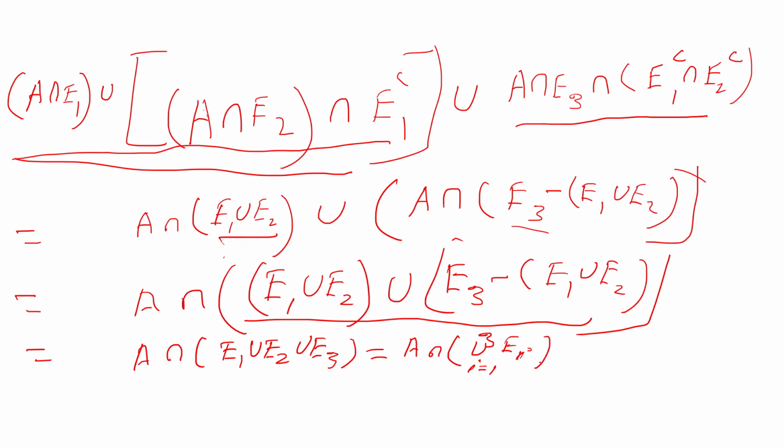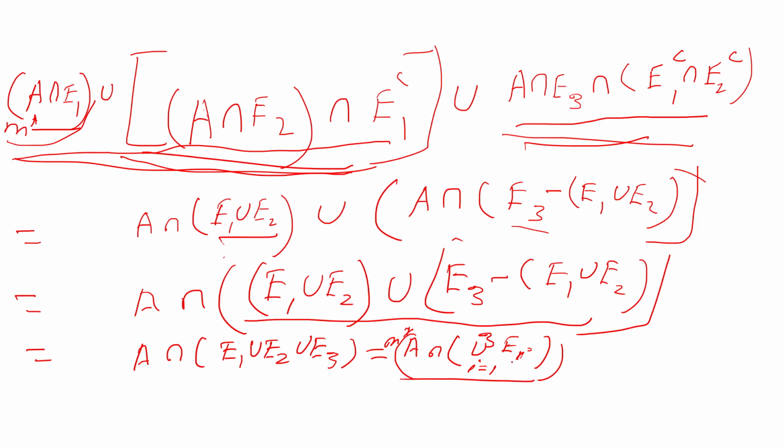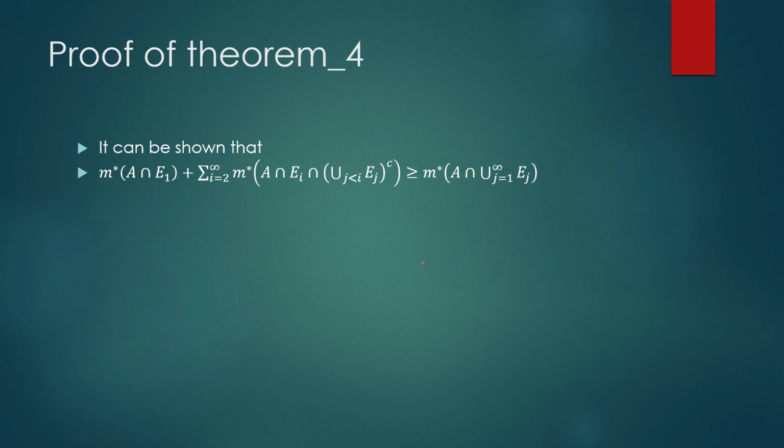So that means if you take outer measure here, that should be exactly equal to outer measure here. All right, but this is union, this one union, this one union, this one. So since outer measure is countably subadditive, outer measure of this one plus outer measure of this one plus outer measure of this one will be greater than or equal to outer measure of this one. All right, so that is what I'm saying here. So this can be simplified.